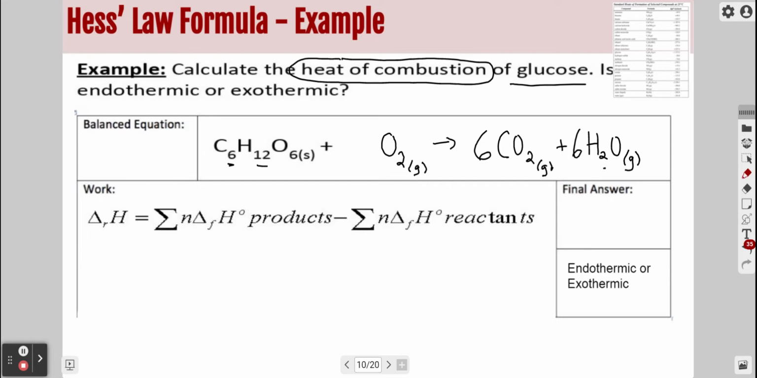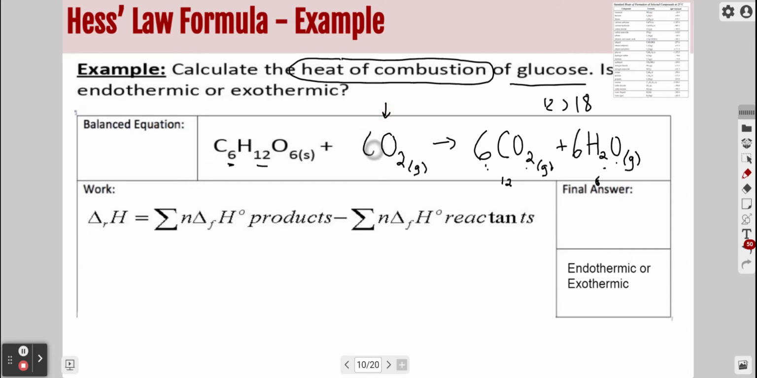Now, I need to add up all my oxygens on my reactant side. I have 6, I have 2, so 6 times 2 is 12 oxygens. And then I have 6 times this 1, so I have 6. So I have 18 oxygens in total on the reactant side. And then on my product side, I have 6. To get to 18, I'm going to need 12 more. So this needs to become 12.